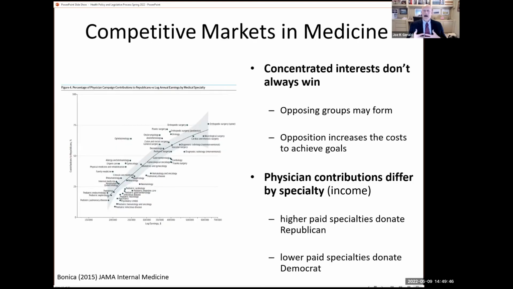Okay, I talk a lot about health policy and medicine. And so just because an interest group forms doesn't mean they can act with impunity. Oftentimes the interest of one group will step on the interest of another group.